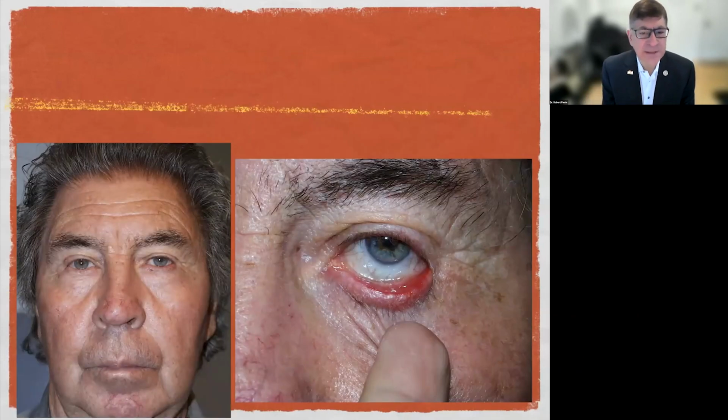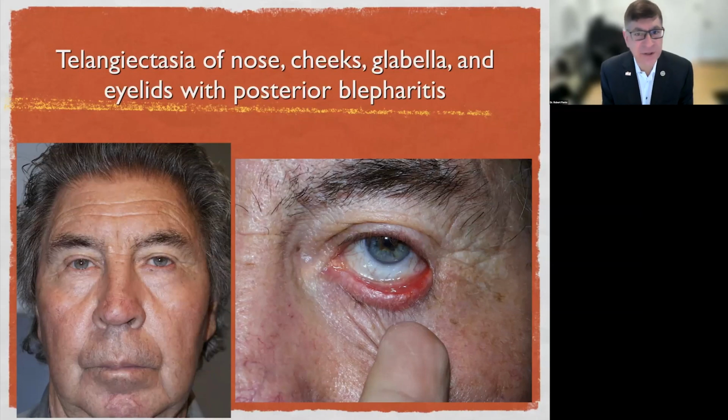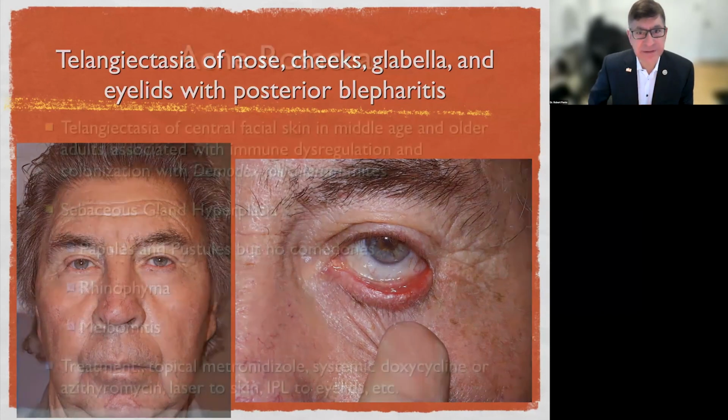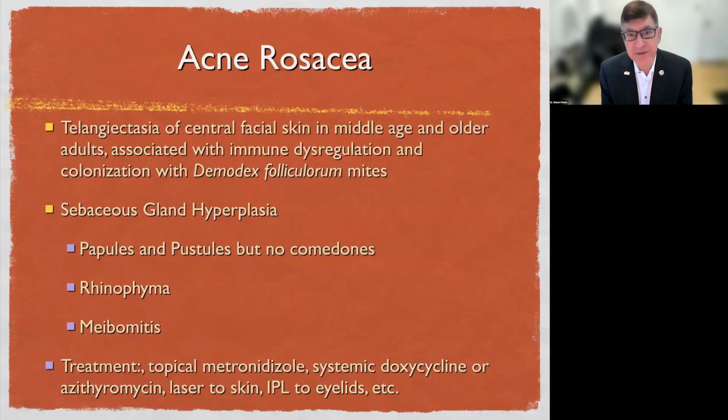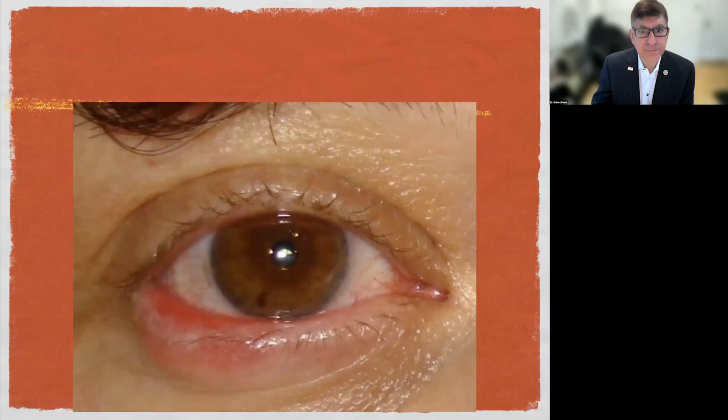How about this one? Take a few seconds and see what you see here, showing both a facial picture and an eyelid picture. I'm calling this telangiectasia of the nose, cheeks, and glabella, and the eyelids with posterior blepharitis. All of you know that this is acne rosacea. Telangiectasia of the central facial skin in middle-aged and older adults associated with immune dysregulation and often colonization with Demodex folliculorum mites. We see sebaceous gland hyperplasia with papules and pustules, rhinophyma, and meibomitis. And we treat this with topical metronidazole, systemic doxycycline or azithromycin, laser, IPL to the eyelids, etc.